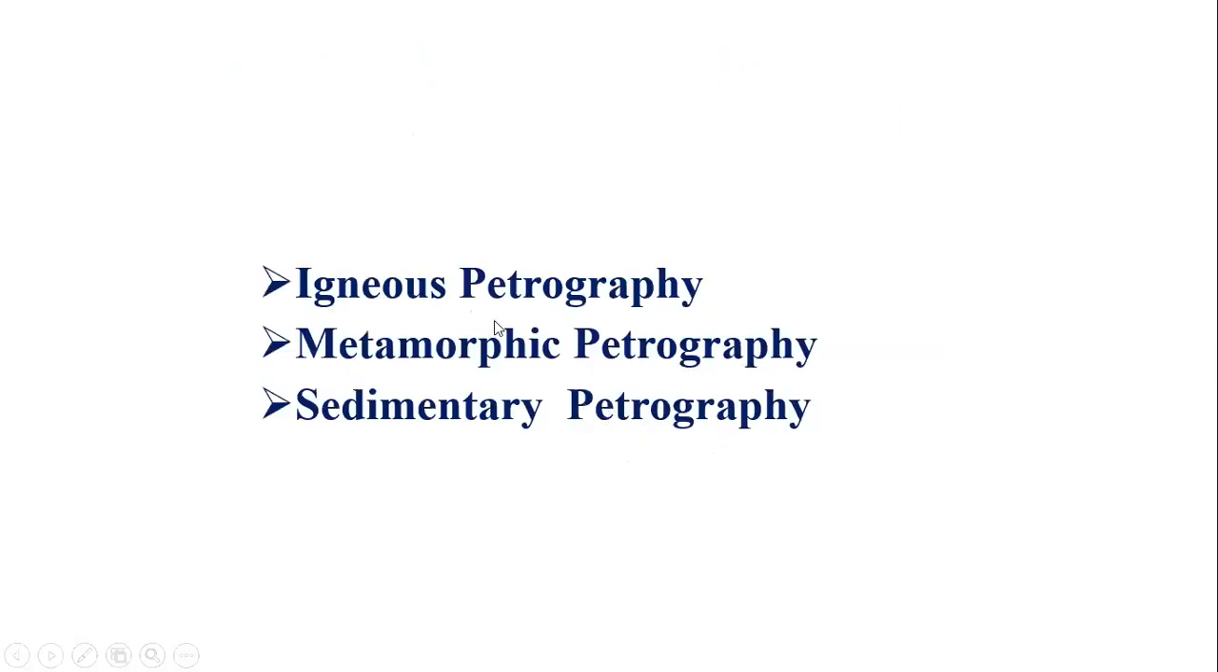Now, what is igneous petrography, metamorphic petrography, and sedimentary petrography? You people know that rocks are primarily categorized into three classes: igneous rocks, metamorphic rocks, and sedimentary rocks. In the same way, petrography is divided into three sub-disciplines. One is igneous petrography, which deals with the igneous rocks, while metamorphic petrology and sedimentary petrology deal with the metamorphic rocks and sedimentary rocks respectively.